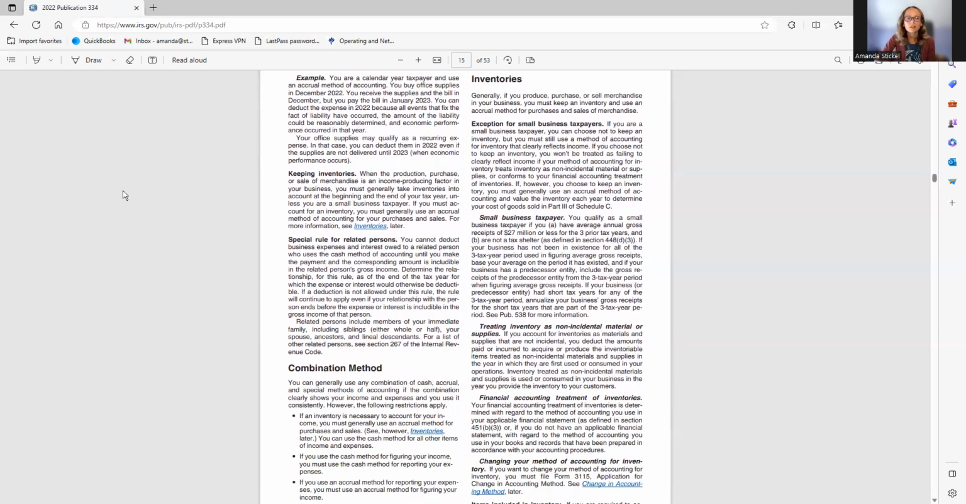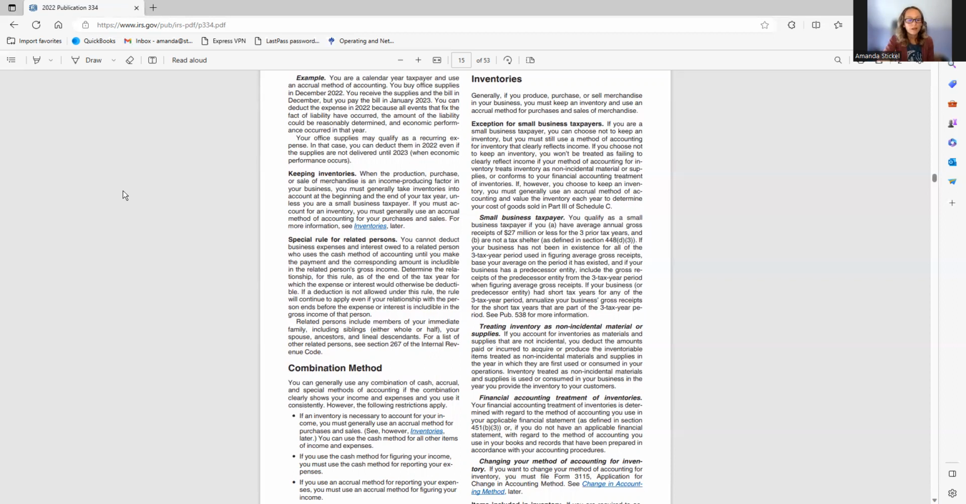Keeping inventory. When the production, purchase, or sale of merchandise is an income-producing factor in your business, you must generally take inventories into account at the beginning and the end of your tax year, unless you are a small business taxpayer. If you must account for an inventory, you must generally use an accrual method of accounting for your purchases and sales. When they say small business taxpayer, let me tell you, it accounts for a lot more people than you may realize.